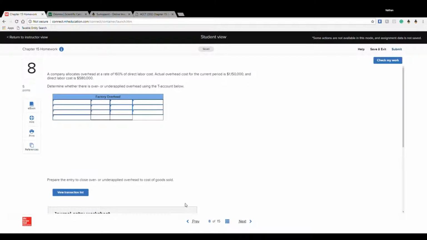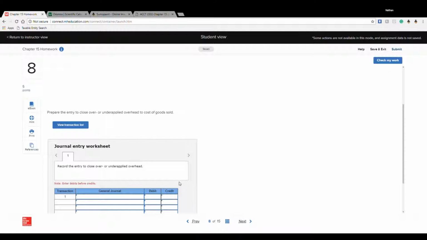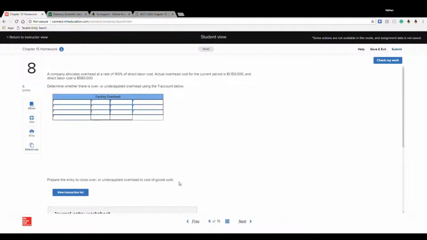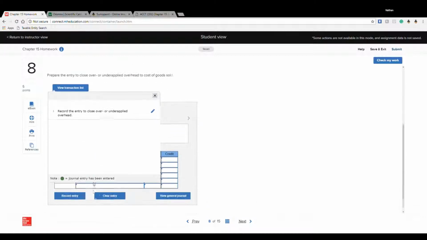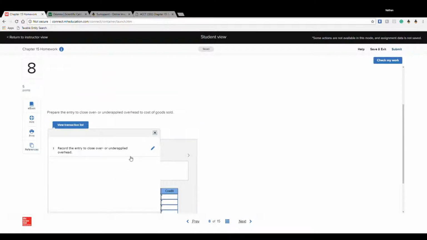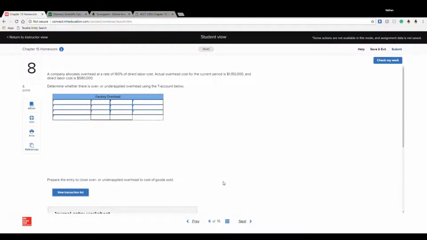So question 8. Question 8 has 2 parts to it. Basically, we're going to have to prepare the entry to close over or under applied overhead to cost of goods sold. We've got this view transaction list, which basically is nothing. I don't know why it's there. They like to add those every now and then.